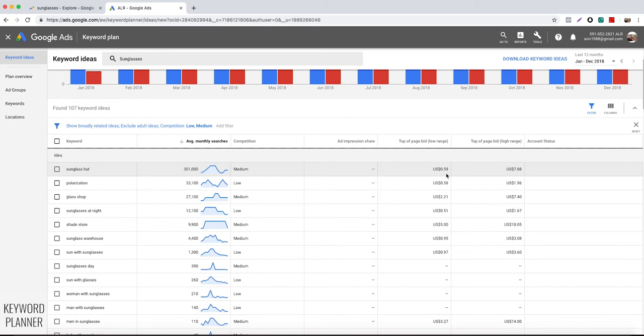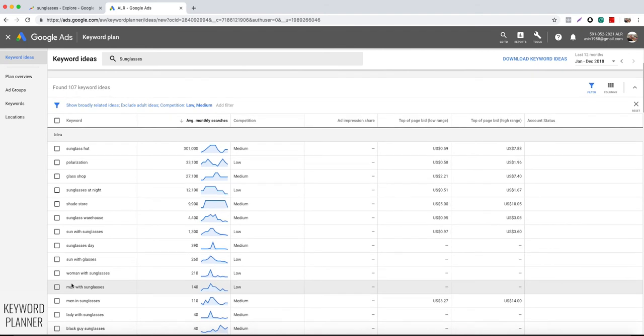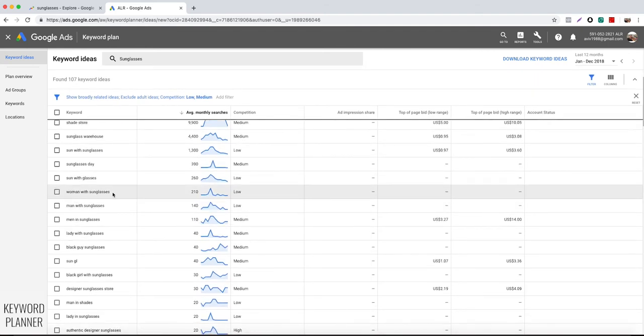And this one actually has great potential for targeting this time of the year. More than that, when you collect all of those keywords, the best keywords you can find are the long tail keywords. For example, if you go to this one, women with sunglasses, no, it's not relevant. Black guy sunglasses, all right, this is interesting.